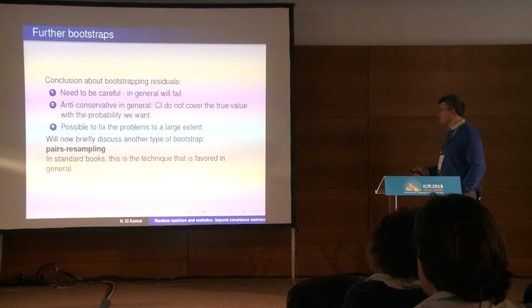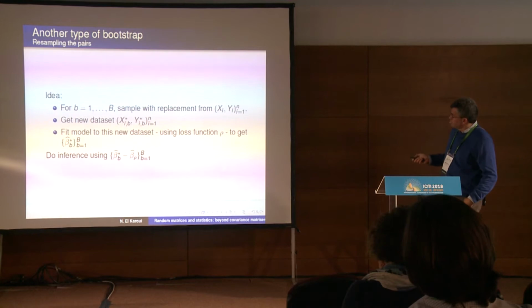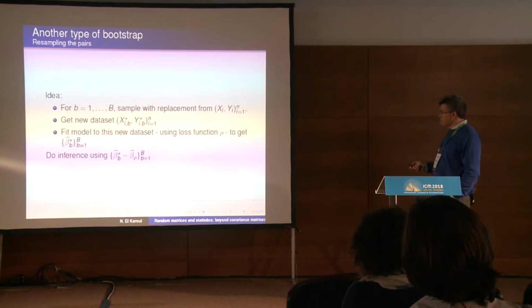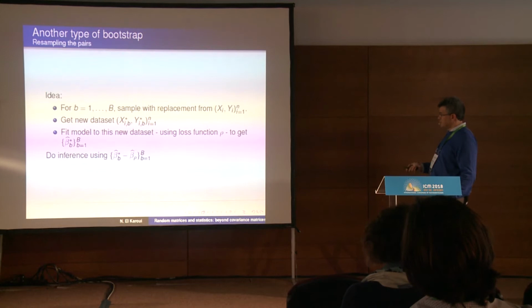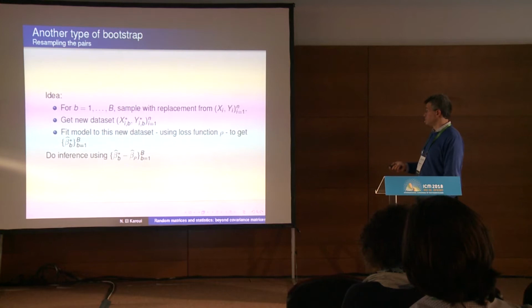So people might object that what's done in practice oftentimes is pair resampling. If you bootstrap the pairs, you take your pairs of observations, x_i, y_i, and you resample with replacement from that. So you create your new data sets like this. You get n pairs resampled with replacement. And then you solve your optimization problem on this new data. And then again, you do inference using the bootstrap distribution of beta hat rho minus beta naught, which is beta hat star b minus beta hat rho.